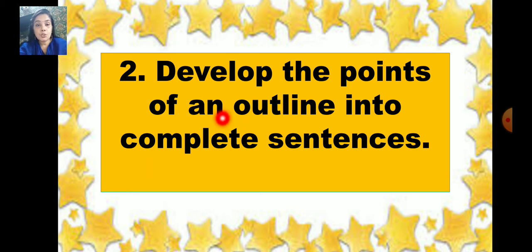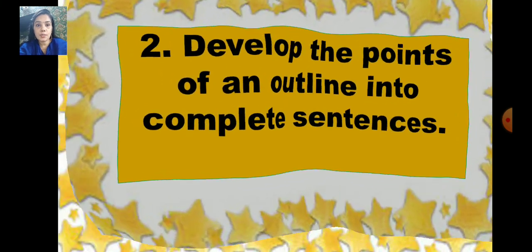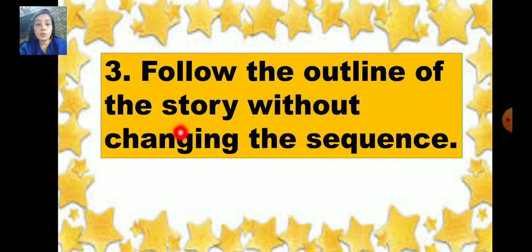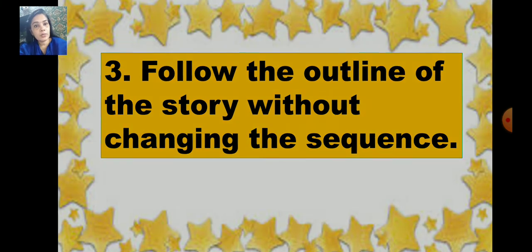Yes. And number 2, develop the points of an outline into complete sentences. The sentences were half written, so you have to develop the given points, complete the sentences and develop the story. And number 3, follow the outline of the story without changing the sequence. The story outline is given sequence-wise. So you are not going to complete the first sentence and then take the last sentence and write it here, and again take the middle one and write it there. You are not going to continue the story like this. You are going to go point-wise only. So follow the outline of the story without changing the sequence.